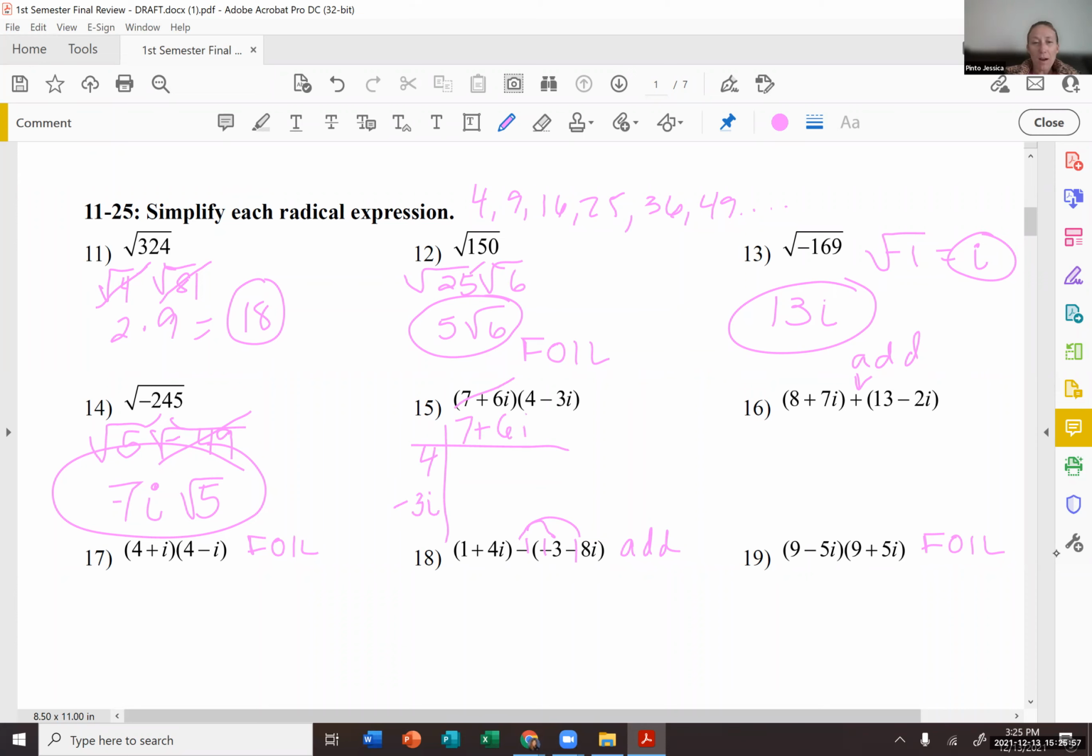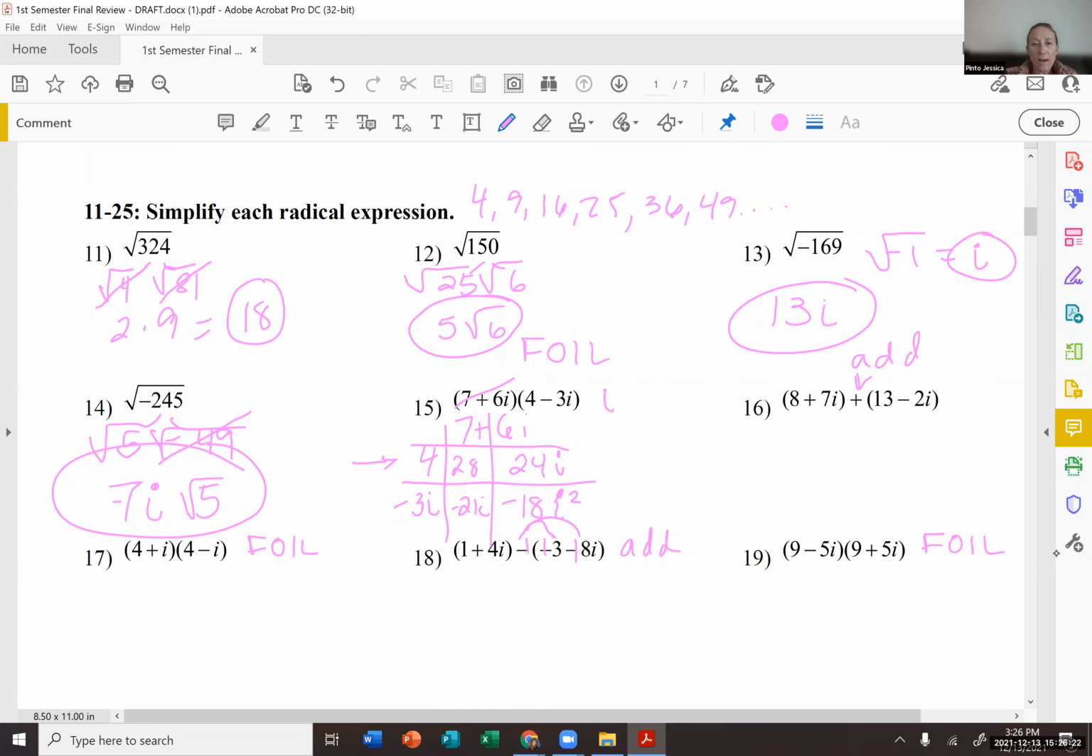And then in the box, you just go like this, and it kind of shows the multiplication. So 7 times 4 is 28. And then I'm going to go across. 4 times 6 is 24i. Then 7 times -3, -21i. And then 6 times -3, that'll be -18i squared.